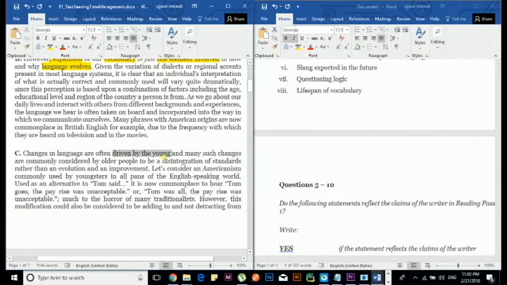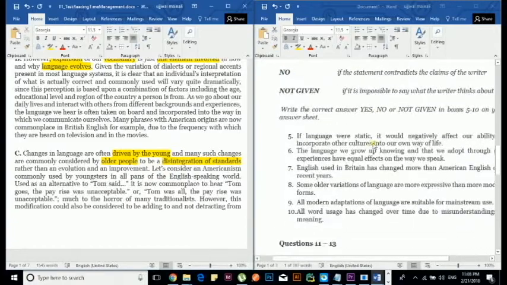So the idea is that language is being driven by young people, young generations, I assume, and commonly considered by older people to be a disintegration of standard rather than an evolution or an improvement. So it's talking about how older people are not accepting the modern changes in our languages. So let's find a suitable heading for paragraph C.